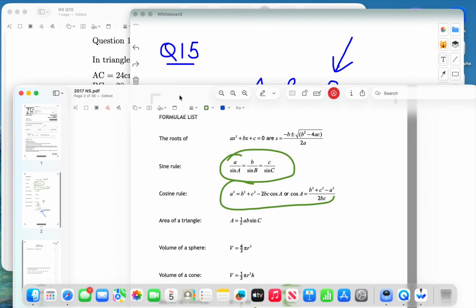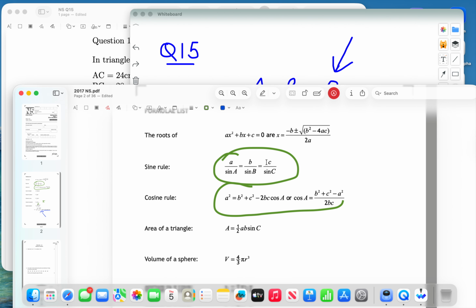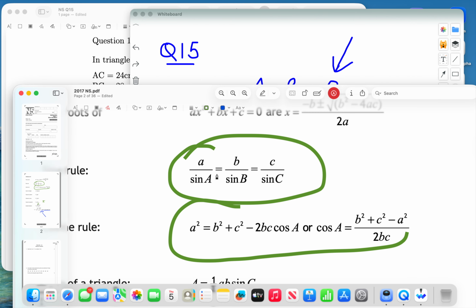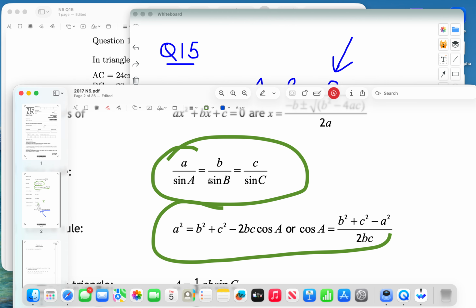So if you have a look at the sine rule, you can't possibly use the sine rule. The reason for this is because you need to know at least one of the angles. Because suppose we cover up one of these, then you still have two angles in the equation, but we have to find an angle, but we don't know any angles, so we wouldn't be able to use the sine rule.